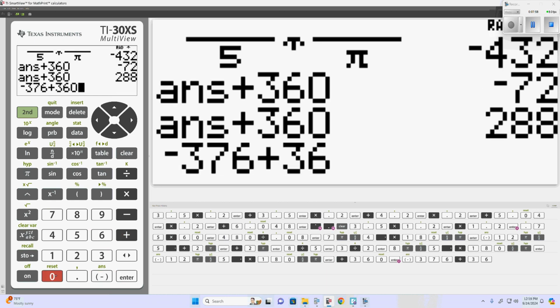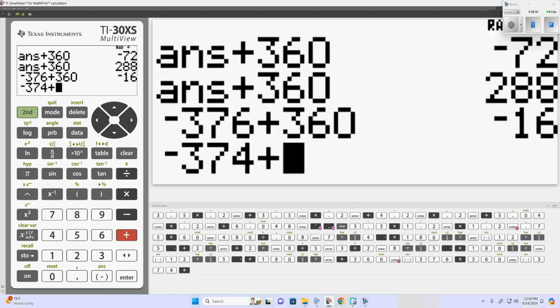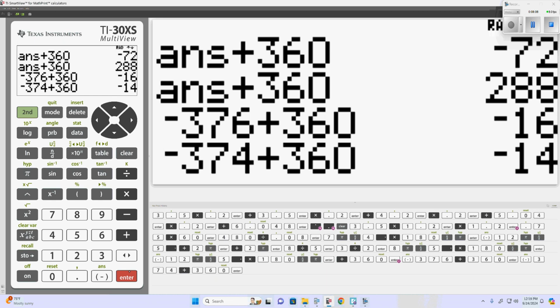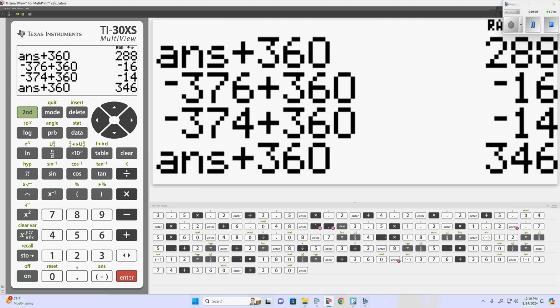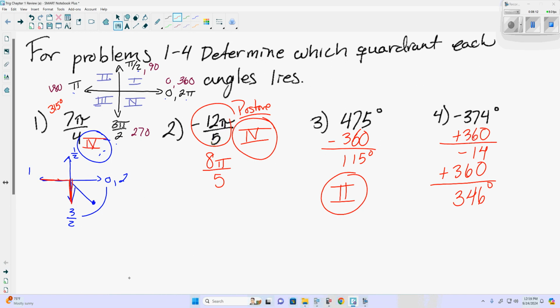Negative 374. So we add 360 to it. Negative 14. Add it again. 346. And that would be in what quadrant? 4. Yep. So with most of these here determining the quadrant, I would just convert them all to degrees and go from there. Questions on this here?